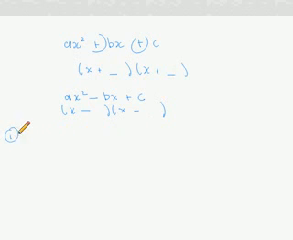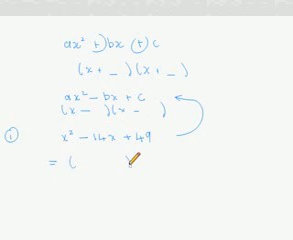So if you look at a first example where we have x squared minus 14x plus 49, this is of that form where you have a minus and a plus. So how do you factorize that? You say x minus.